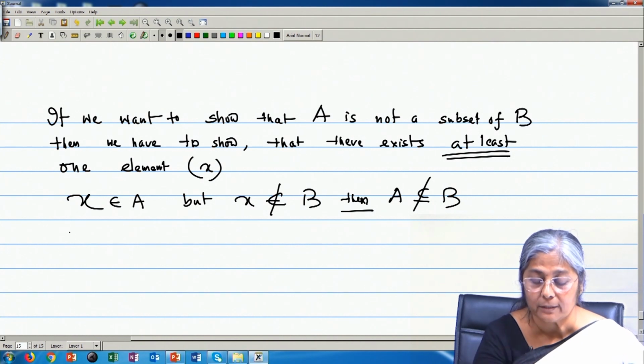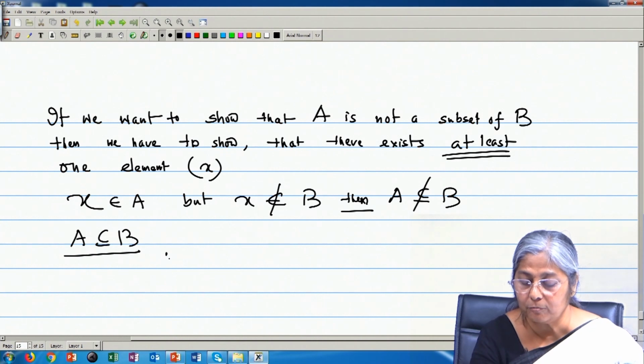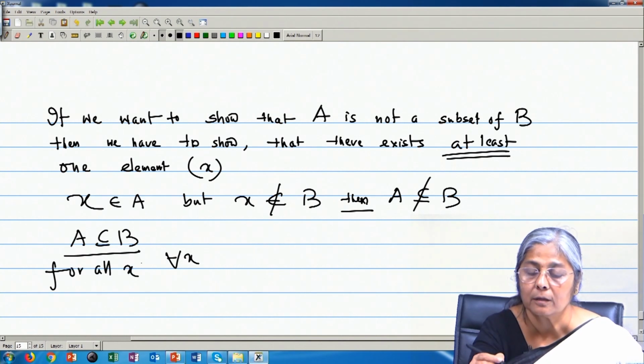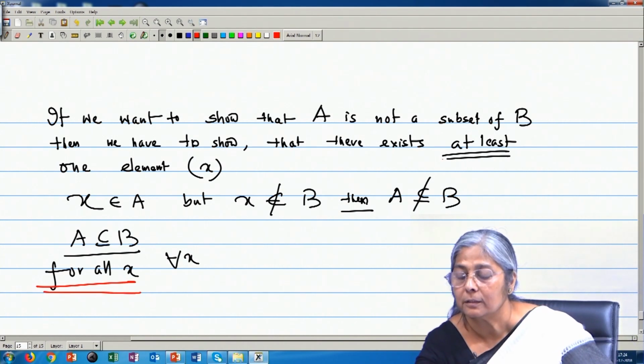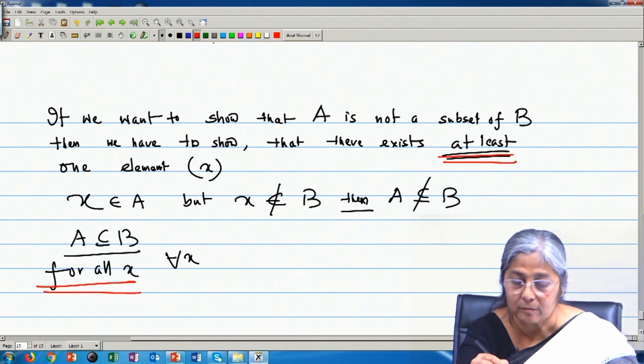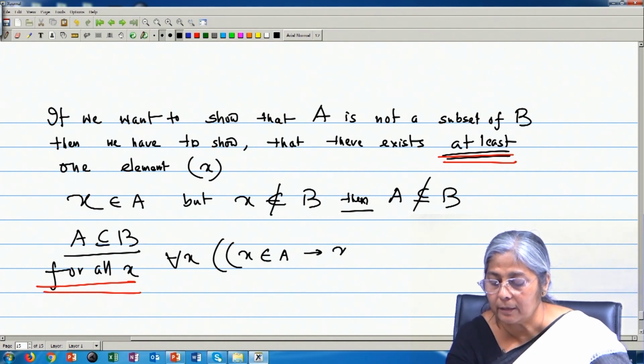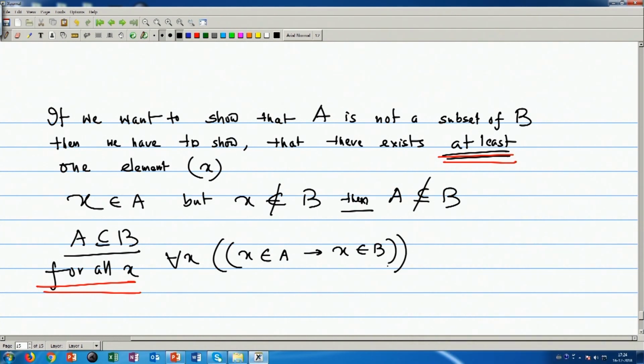But if I have to show that A is a subset of B, then we have to show that for all x, x belongs to A implies x belongs to B. So the summary is that to show A is a subset of B, I have to show the for all statement, and if it is not, then as a counterexample, we have to show that at least one such x exists which belongs to A but does not belong to B.